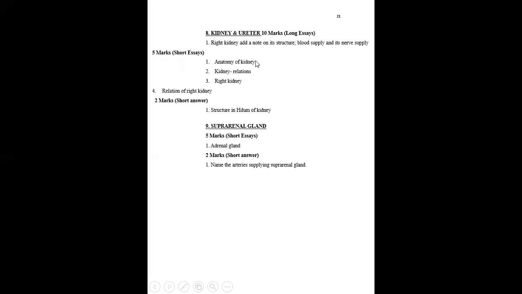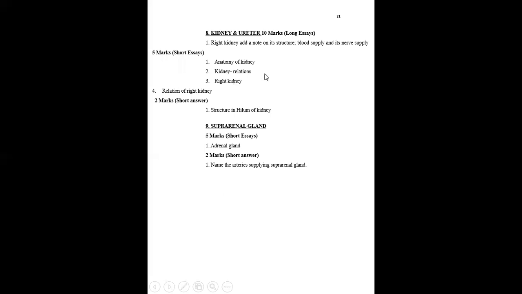Then 2 markers: supports of uterus, parts of uterus, enumerate parts of fallopian tube. And regarding this chapter, kidney and ureter, ureter also can be asked as a 5 marker. Constrictions of the ureter can be asked for 2 marker or 3 marker.